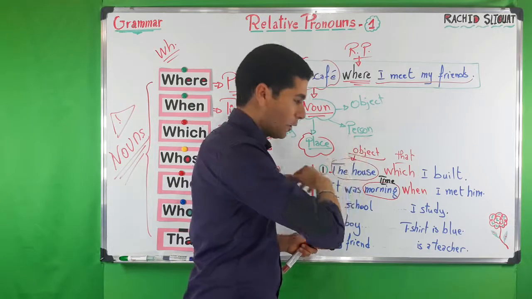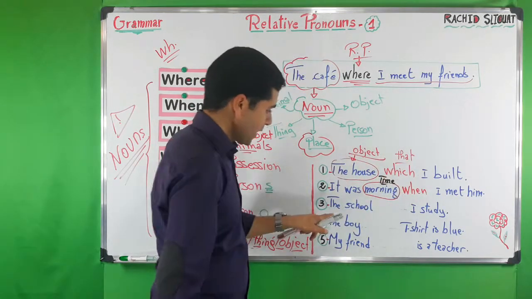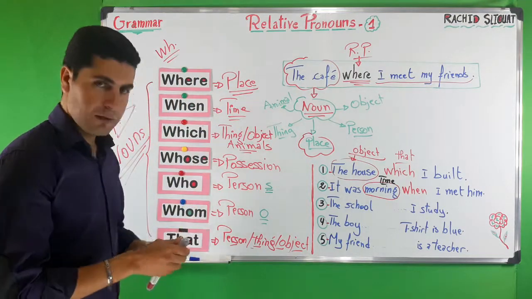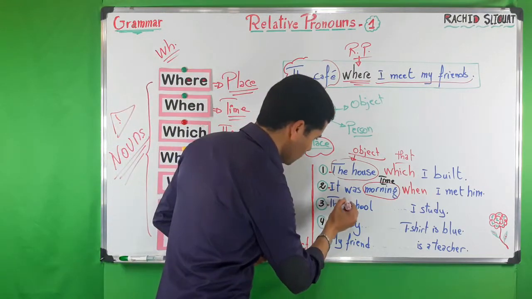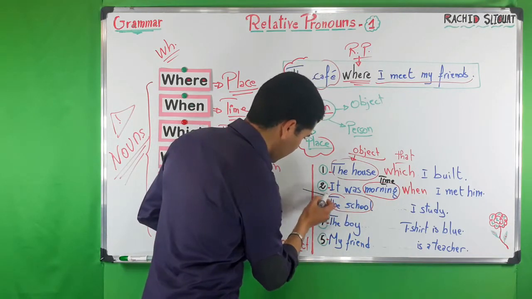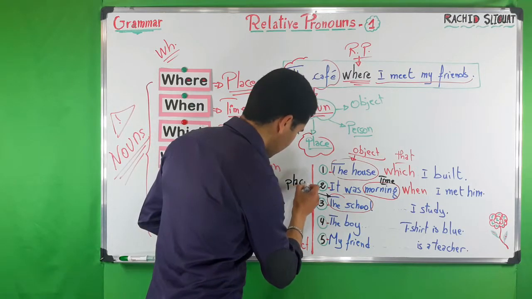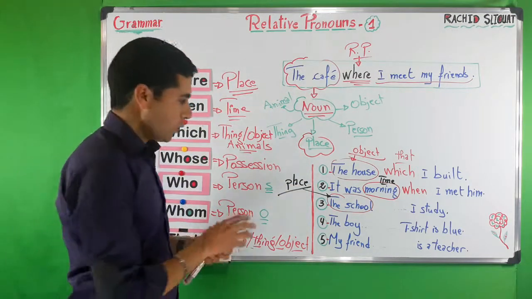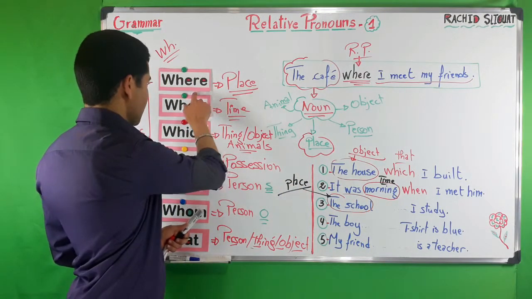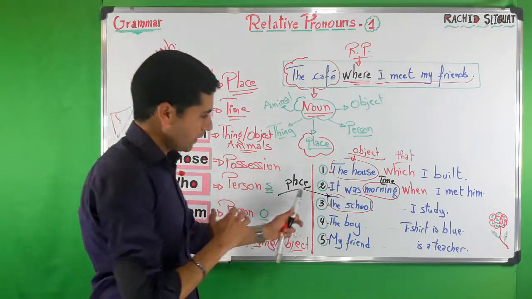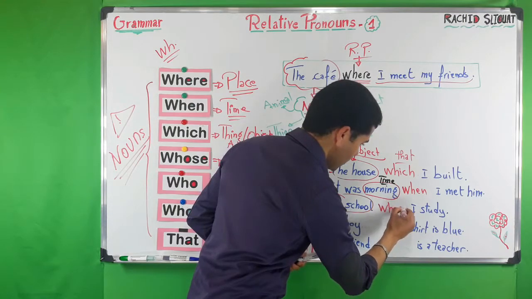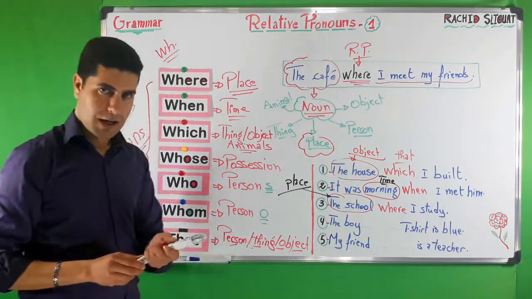So as I said, relative pronouns are always after nouns. The school I study. So the noun here is very simply the school, and as you can see, it is a place. So what is the relative pronoun for place? Very simply, where. So this is the place where. So what can we say? The school where I study.